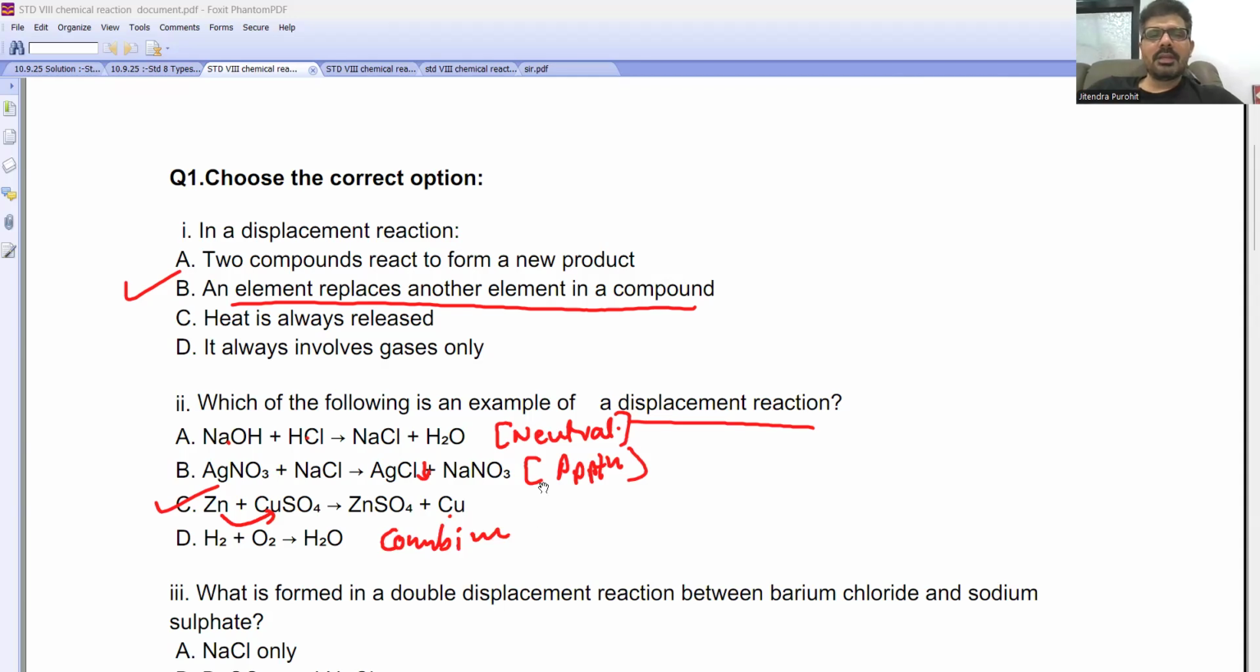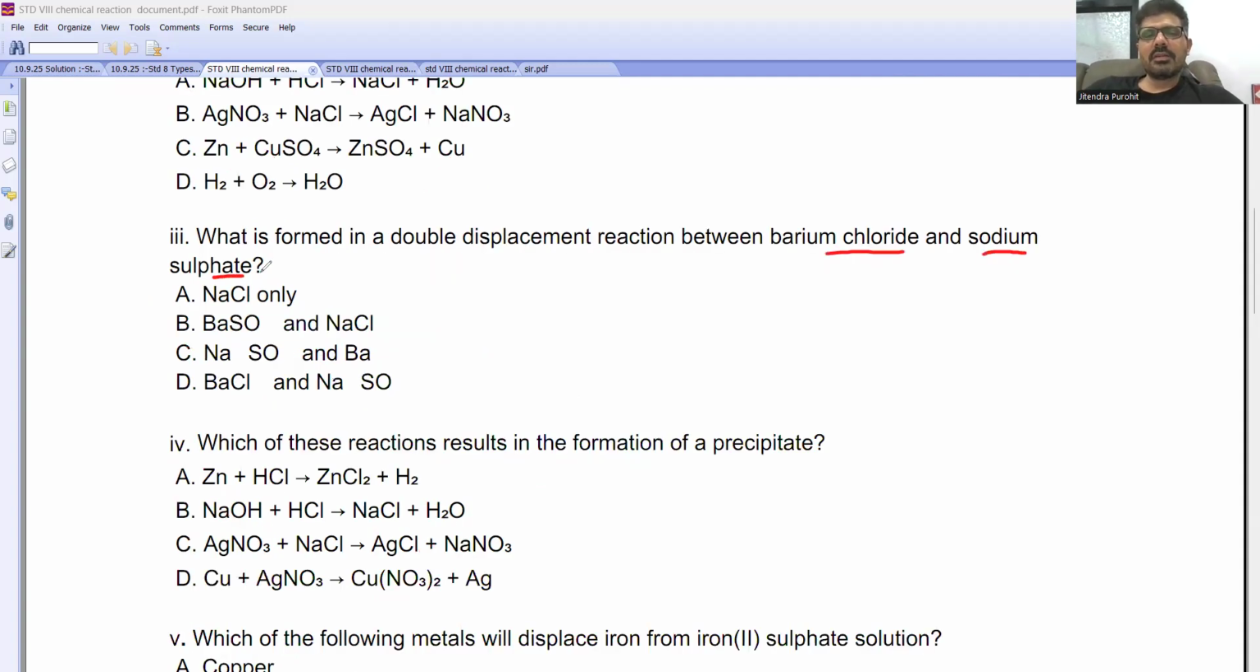What is formed in a double displacement reaction between barium chloride and sodium sulfate? They have written all this wrong. So look, I'll write the reaction. Barium chloride plus sodium sulfate. The partners will change. So what am I going to get? Barium sulfate. Barium sulfate will be the precipitate.